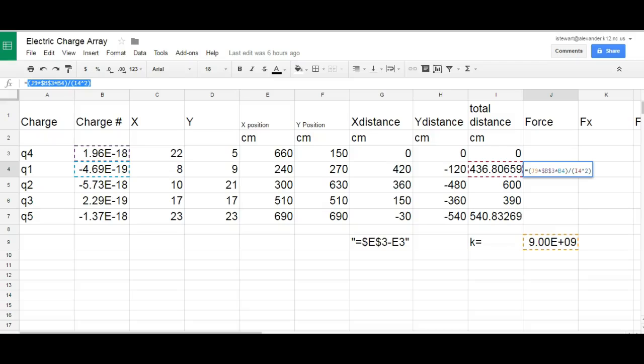Alright guys, today we're finishing up that electric charge array. That was your homework tonight, so we can finish doing some of the graphing of this tomorrow.